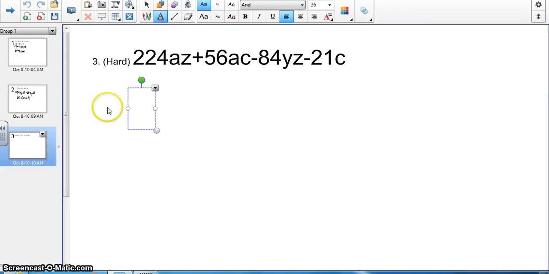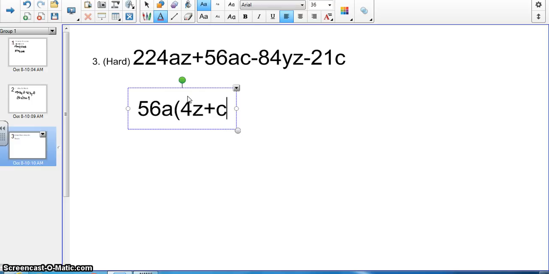Okay, the last problem. The first two terms have a 56a in common, so you take 56a out, and you're left with 4z plus c. The second half of the equation has a negative 21 in common, and then you're left with 4z plus c.